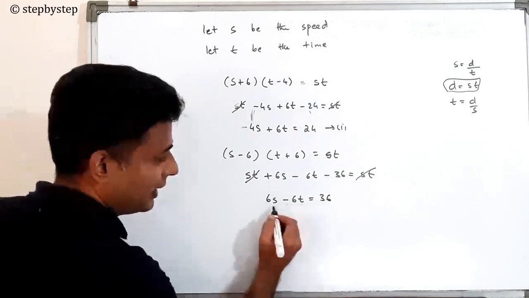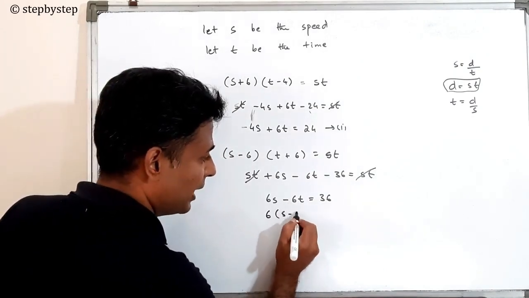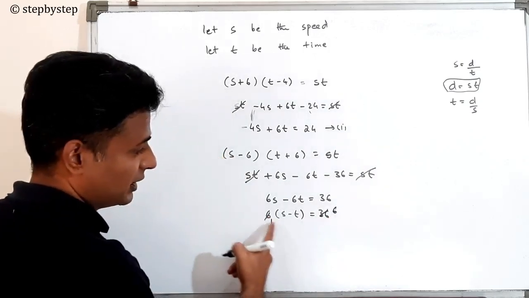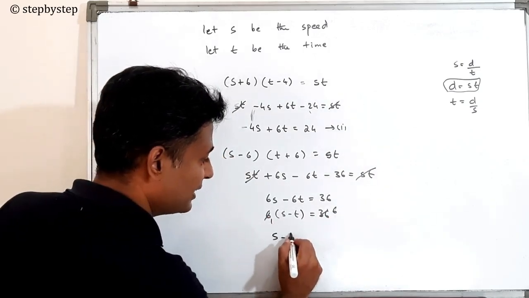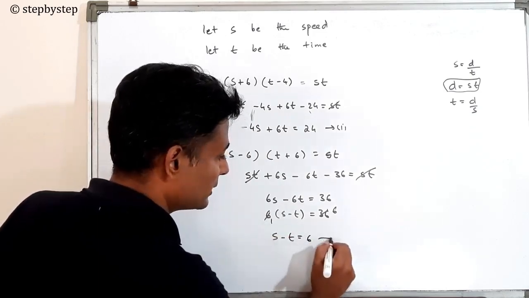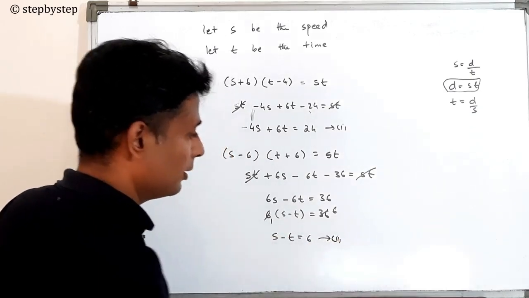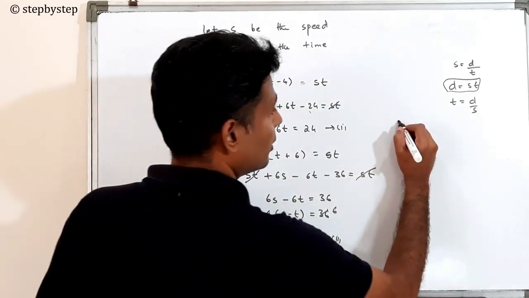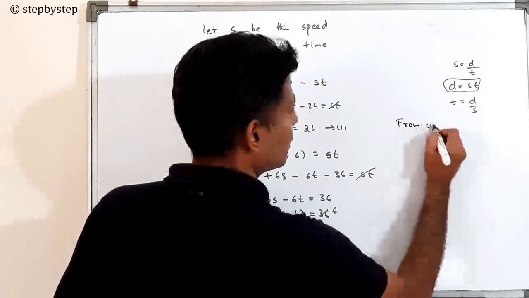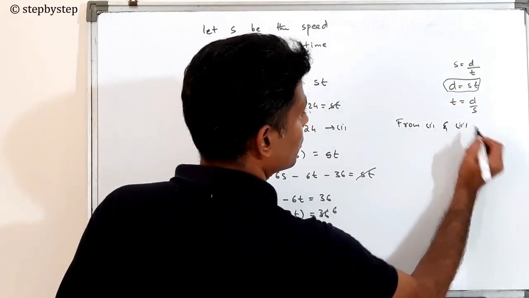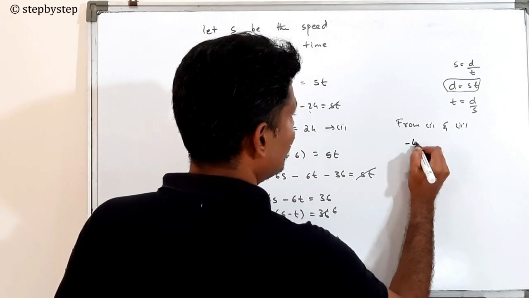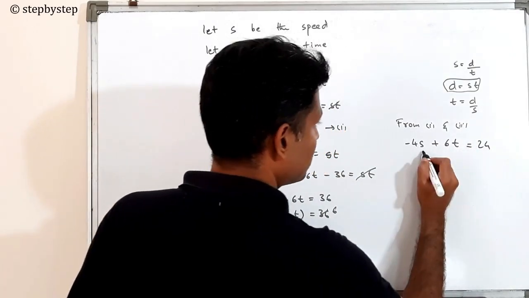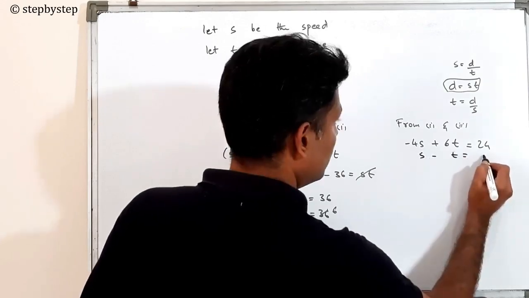Now if you observe, I can take 6 common, so 6 times S minus T equals 36. Dividing by 6, what do I get? S minus T equals 6. This is our second equation. Now from 1 and 2, what do we have? Minus 4S plus 6T equals 24 and S minus T equals 6.